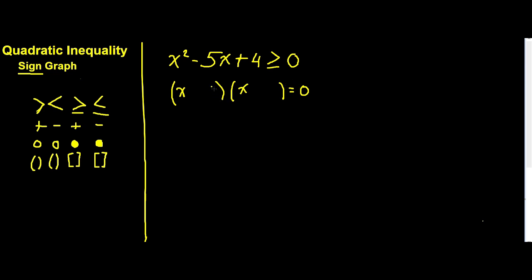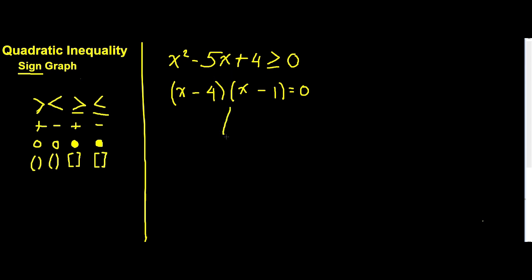So, in this case, gamitin natin yung 4 times 1. Kasi si middle term, negative 5. Since positive to, dalawa lang ang choice mo: positive, positive to, or negative, negative. In this case, pag pinag-add mo dapat, magiging negative 5. So, ibig sabihin, dalawa silang negative. You have negative 4 plus negative 1 is negative 5.